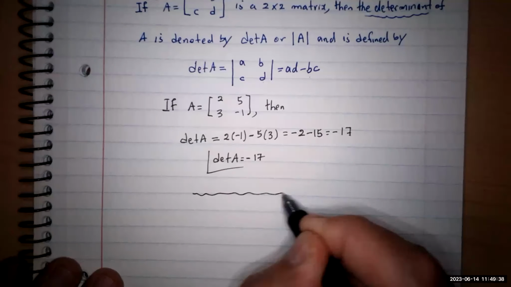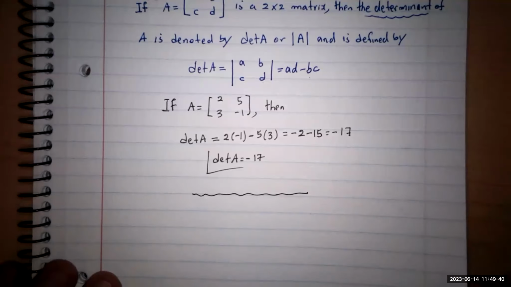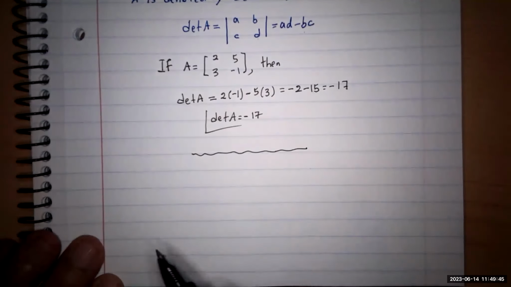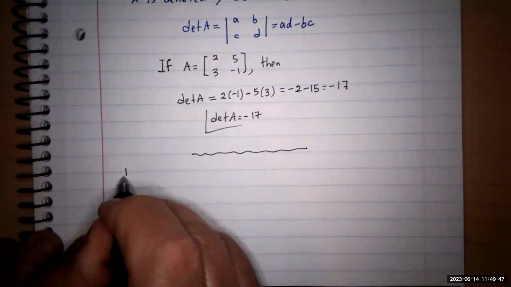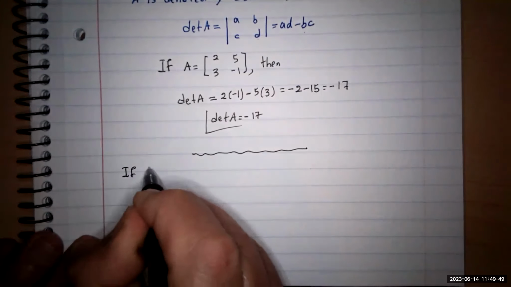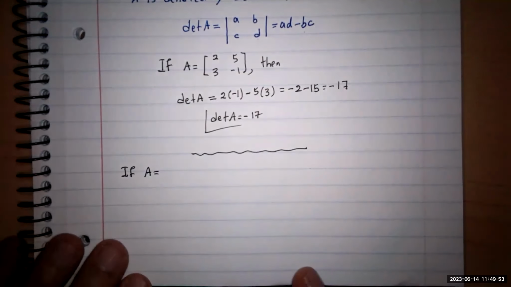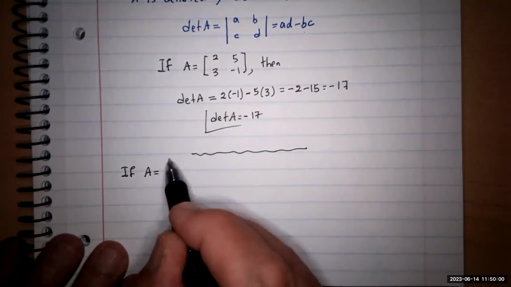So let's have a 3 by 3 one. Again, in brief form. If A is going to be a 3 by 3 matrix, just the way we write it down, you need 3 rows, 3 columns. And this is the way we identify the terms in linear algebra.